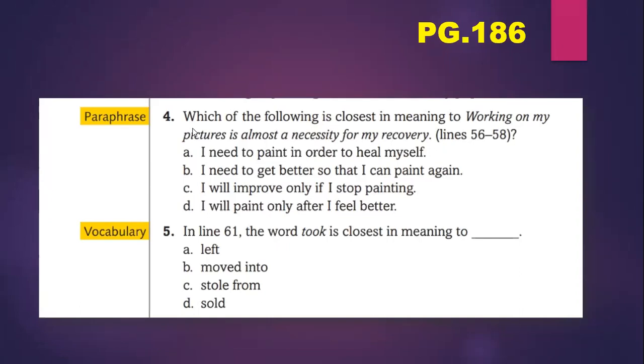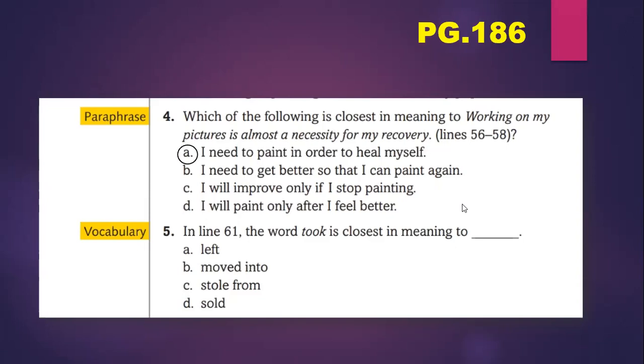What do you think? Yes, remember that Van Gogh had a special illness. If we find it like that, we can classify it like that. Number 4, what is the closest meaning of this one? Yes, letter A. Number 4 is letter A. I need to paint in order to heal myself. Remember when he was sick, when he felt better, he decided to paint something. He spent his time doing those things, or painting in this case.